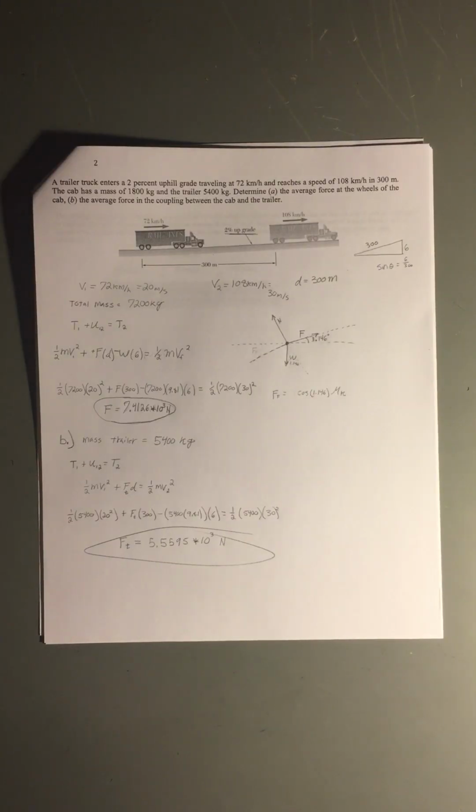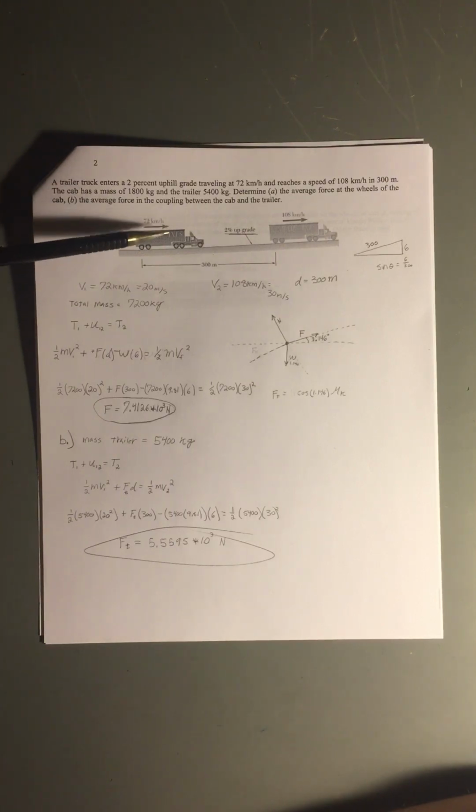On problem number 2, we have this truck that's traveling up this hill. The first thing the question wants us to find is the force at the wheels of the cab. It tells us the weight of the truck and the trailer, so for part A, I added those together to get our total mass of 7,200 kilograms.